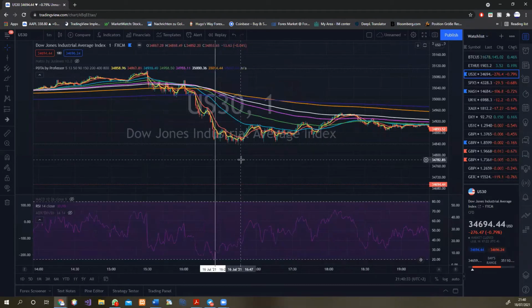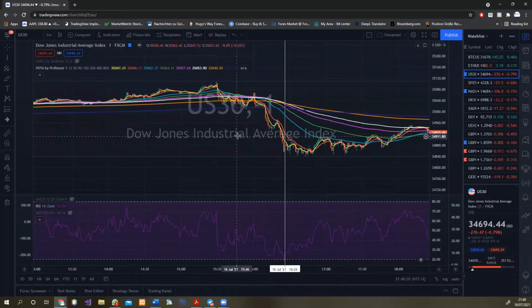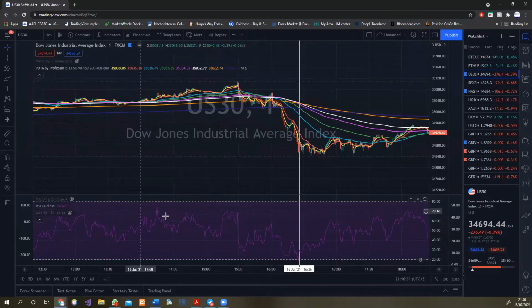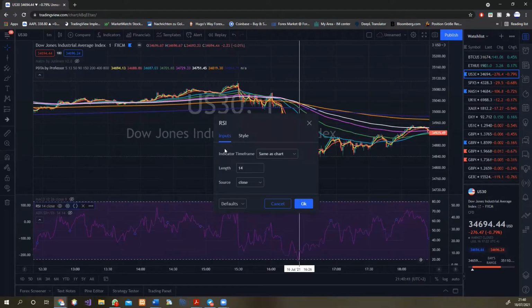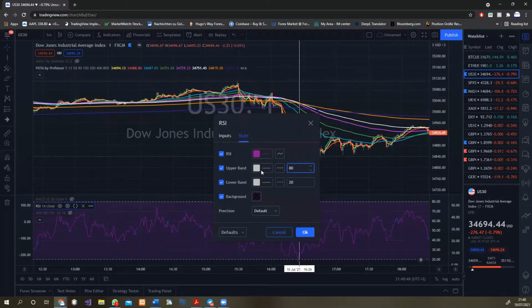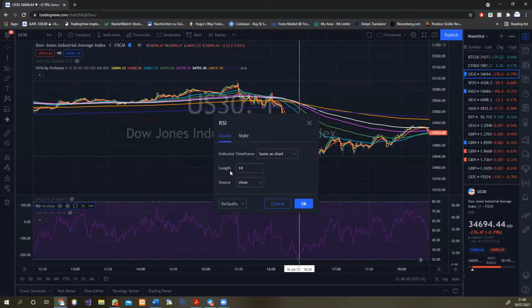Right. So to understand the perfect entry alone, you want to set your RSI at the levels 80s and 20s. That means you want your upper band to be 80 and your lower band to be 20. You want your input to be length 14 and the source is close.